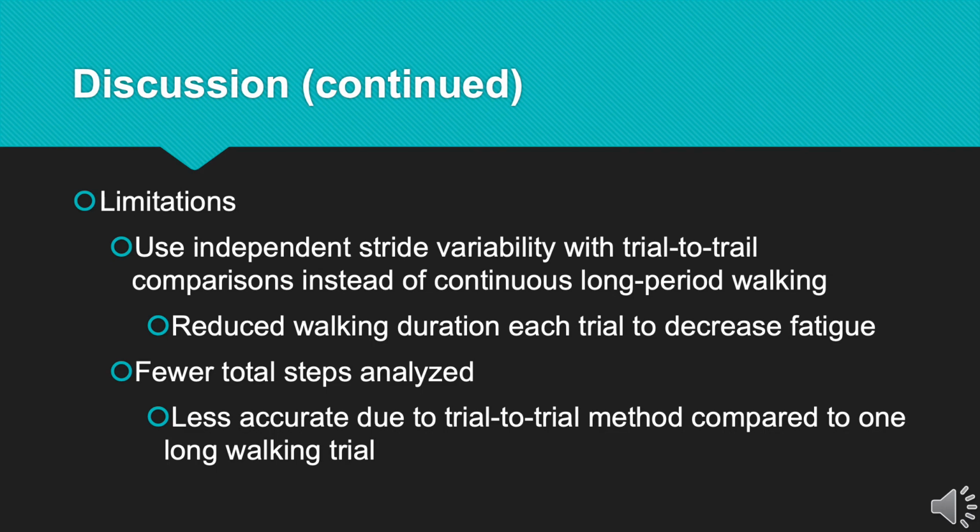The limitations of this study were the use of the independent stride variability with trial-to-trial comparisons versus the continuous long period walking. How this worked was they did 5 trials of each surface, and after each trial they decreased the walking duration to help decrease fatigue. With decreasing the walking duration, they also decreased the amount of steps that were analyzed. This made it less accurate compared to the ones that had one continuous long walking period.